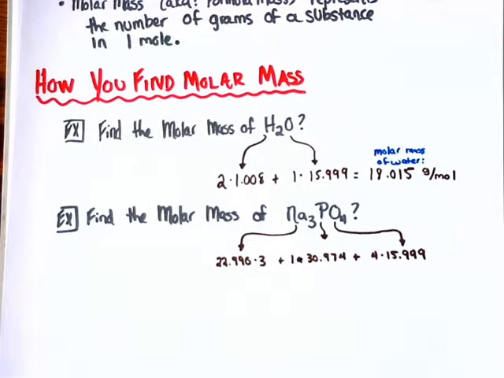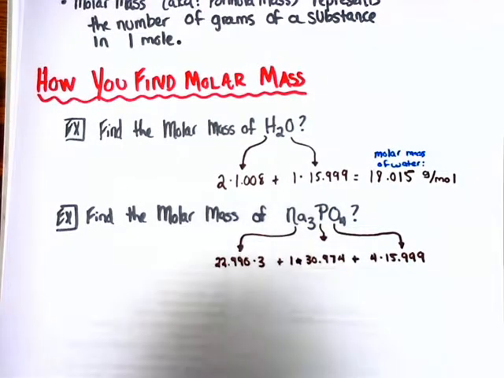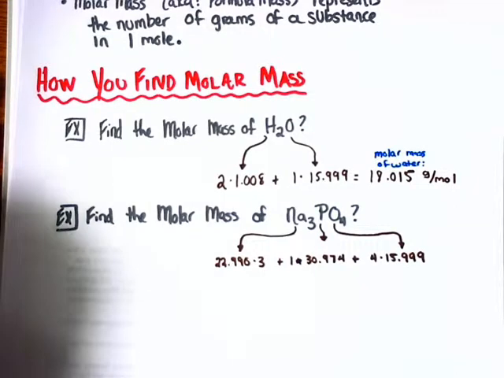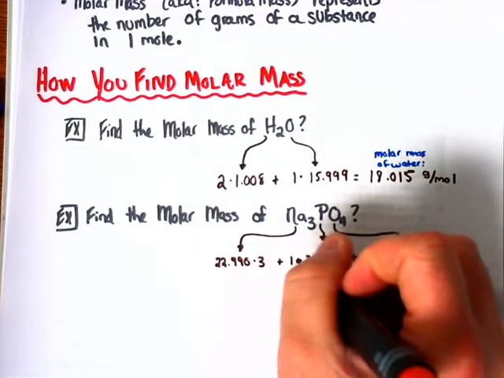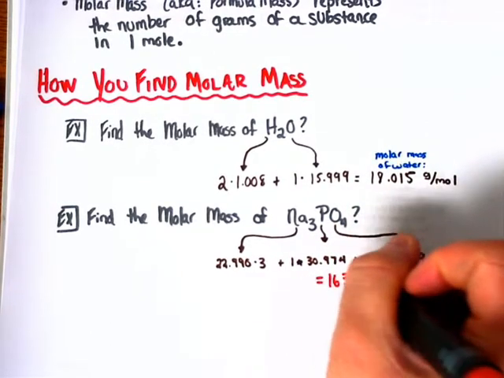I think what we see, or what we have, is we've got how many Na's? 3, correct? That's 22.990 from the periodic table times 3. Plus 1 times 30.974 for having 1 P. And then having 4 O's would be 4 times... Good. And what do we get? So the answer to this question would be 163.94.